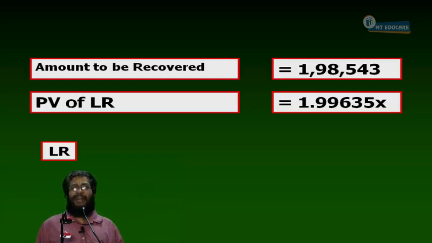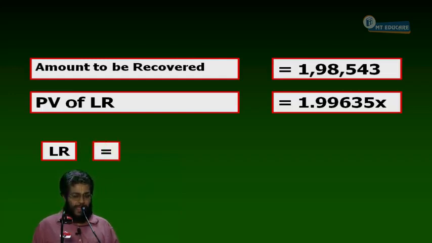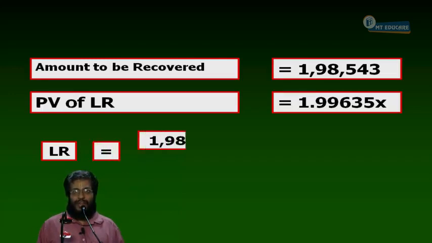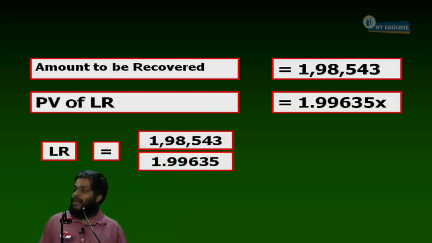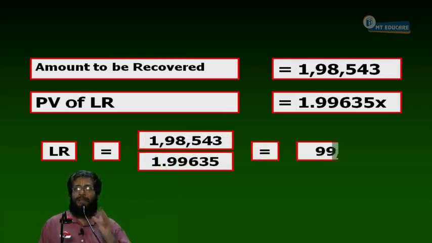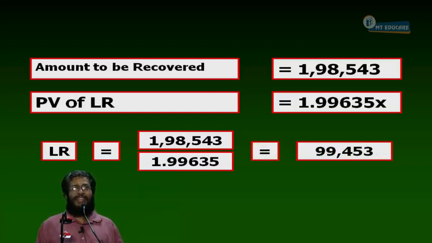X, the lease rental, is equal to 198,543 divided by 1.99635. I want an answer. What is the number here? 99,453. This is how we make the lease rental.